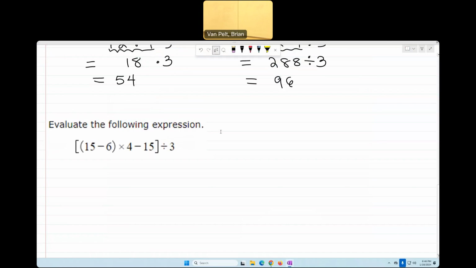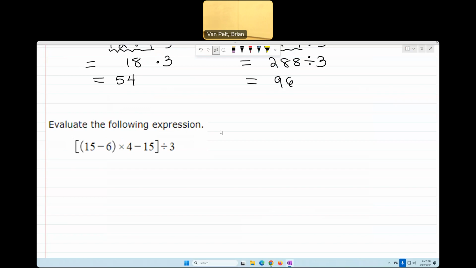So now, just having PEMDAS at your disposal, look at this problem on the screen. Can you tell me the first thing that you will do when attacking it? 15 minus 6. Why? It's parentheses, but there are brackets out there. Brackets also count as parentheses. So it's better to call them grouping symbols, or parentheses and brackets, whatever. Parentheses and brackets are the same, but you're right.